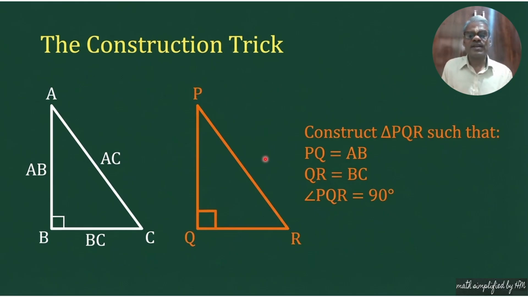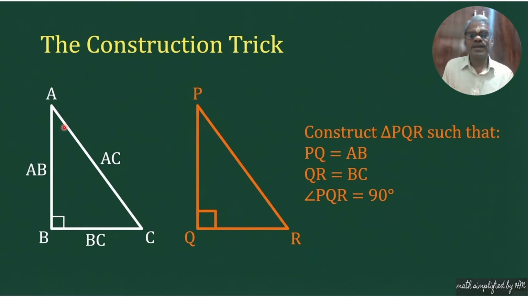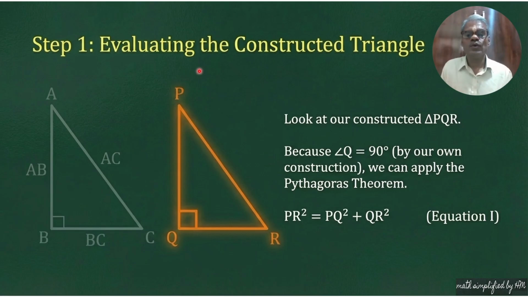The construction trick now. We have in triangle ABC, side AB, side BC and side AC. So now we construct another triangle PQR such that PQ is equal to AB and QR is equal to BC and angle PQR is equal to 90 degree. Now we will evaluate the constructed triangle.